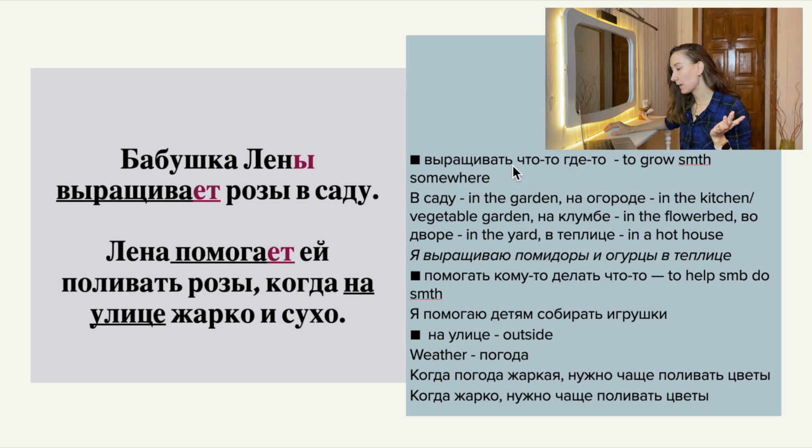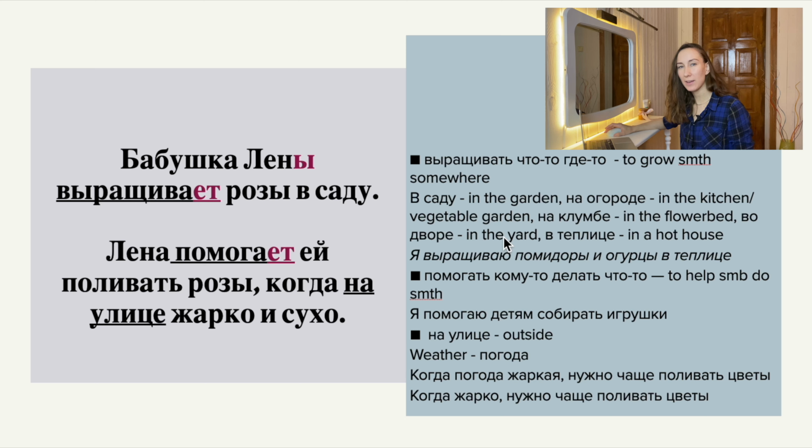Let's have a look at the first vocabulary unit here. Выращивать что-то где-то. To grow something somewhere. Выращивать. In the sentence, we change the ending into «ет». Выращивает. This is a very common thing for Russians because we love growing something in our gardens. Let's look at the places where else we can grow something. В саду, as in the example here, as in our story, in the garden.